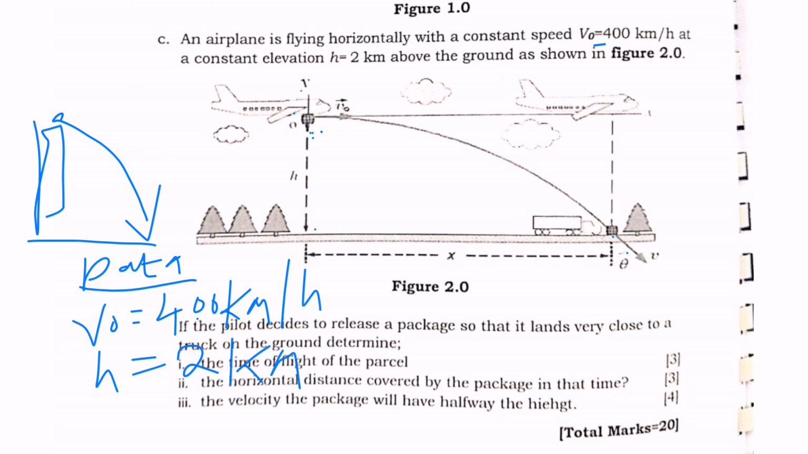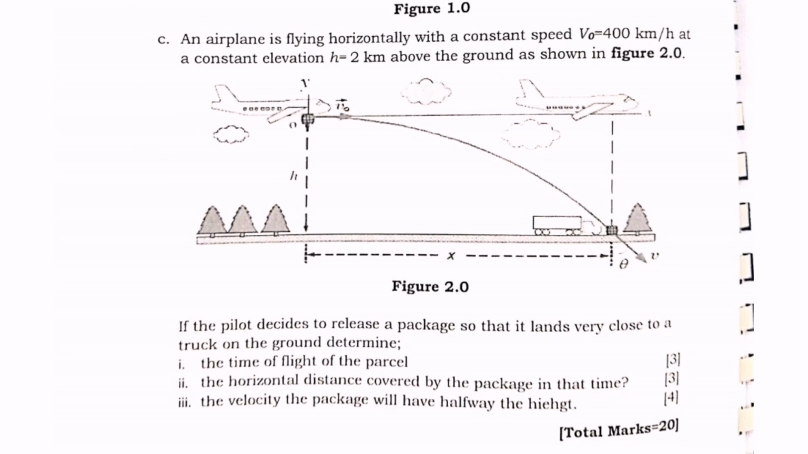After collecting data, you read the question which they want us to answer. They ask us, if the pilot decides to release a package so that it lands very close to a truck on the ground, determine the time of flight of the parcel. So the first thing they ask us is to determine the time of flight of the parcel. But here, our velocity is in 400 kilometers per hour, and our height is in 2 kilometers.